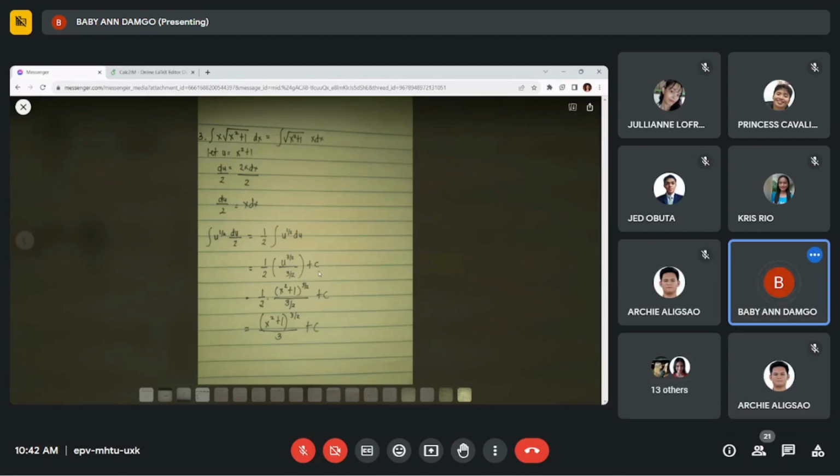Okay? Now, so substitutan balik ang u sa x, which is x squared plus 1 to the power of 3 halves over 3 halves plus c. Then simplify, so 1 half times 1 over 3 halves is just equal to 1 over 3. So the final answer is x squared plus 1 to the power of 3 halves over 3 plus c.